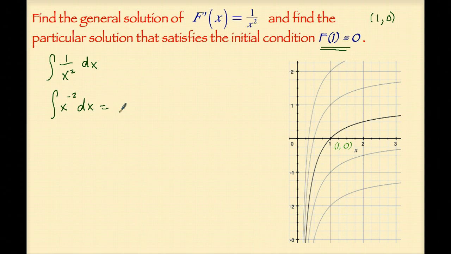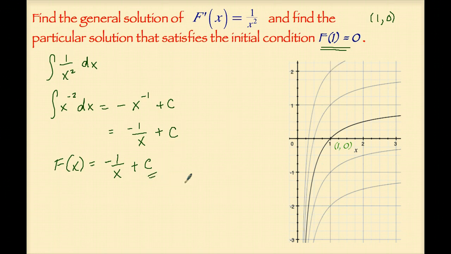Now integrating using the power rule, if I add 1 to negative 2, I get negative 1, and dividing by that new exponent gives me negative x to the negative 1 plus c, which can be rewritten as negative 1 over x plus c. So the general solution to that differential equation is f of x equals negative 1 over x plus c. Now notice that several of these curves have been graphed here with a variety of c's, but we're now going to hone in on one particular curve, the one that goes to the point (1, 0).